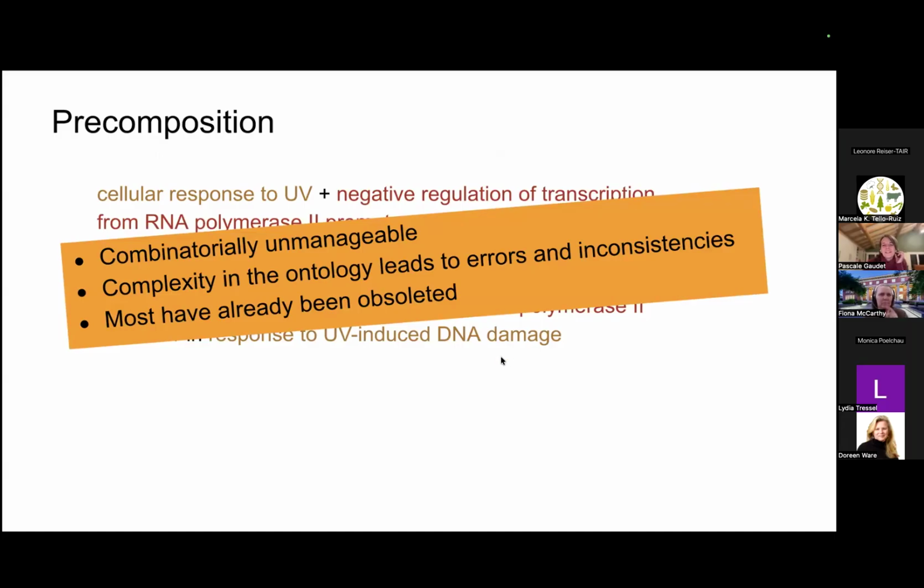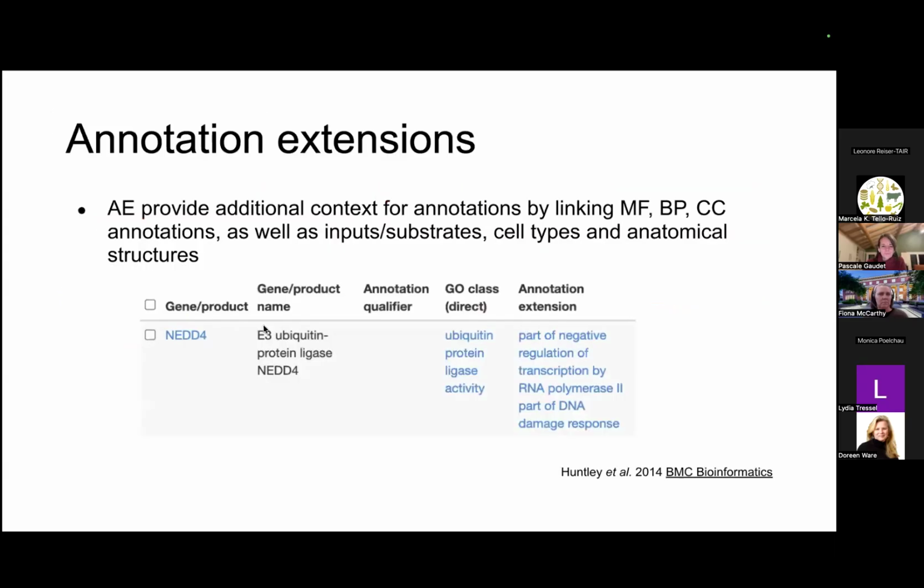Okay. All right. Yeah, so the combinatorial is too large. Also, it made the ontology super complicated, and then there were all kinds of errors and inconsistencies, like stuff connected in the wrong place in the ontology. And well, many of these terms have already been obsoleted. Yeah, so I don't know, this is a bit out of place, but just to say that.